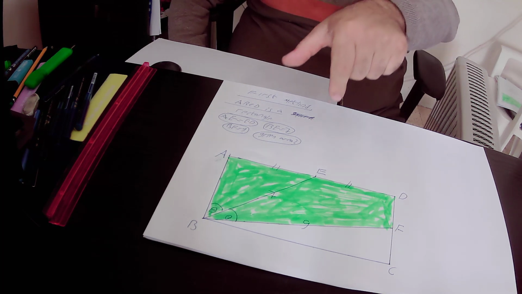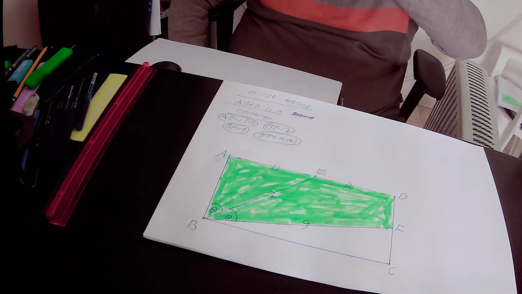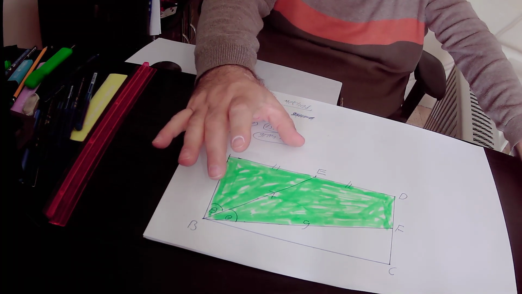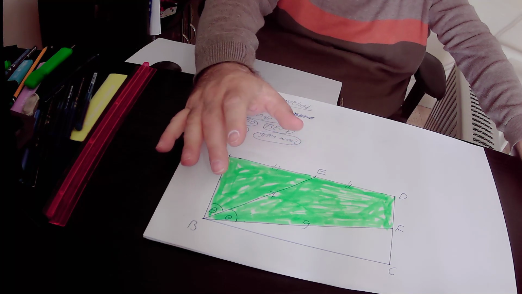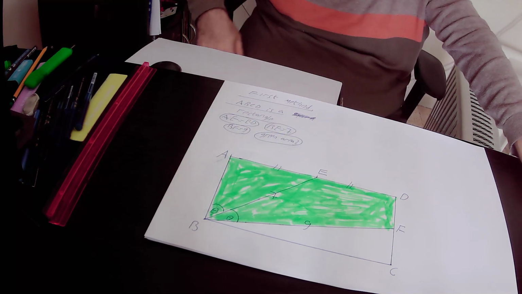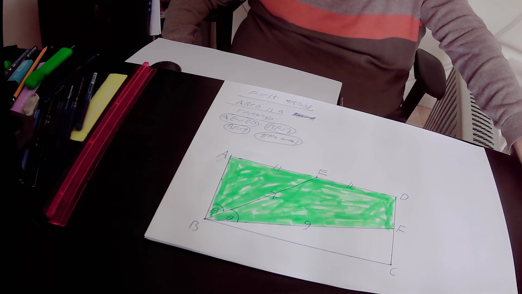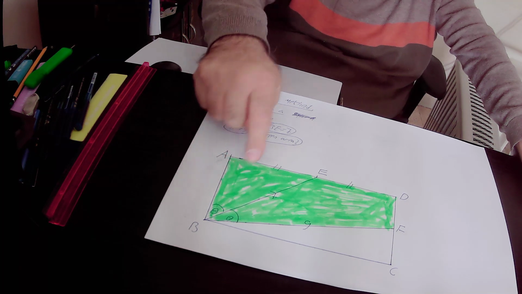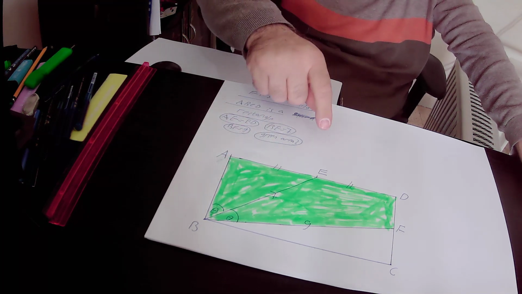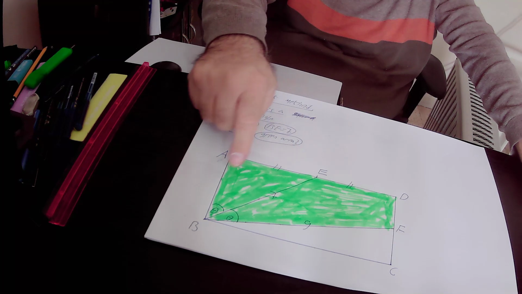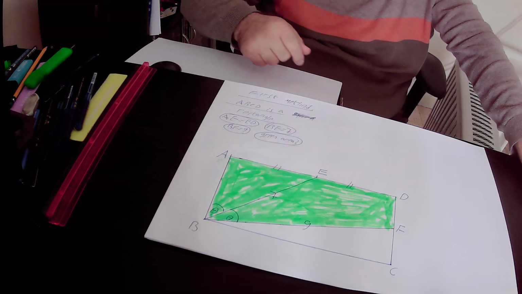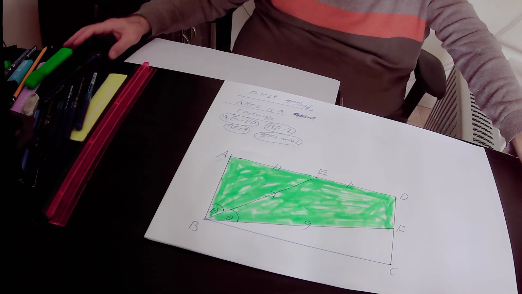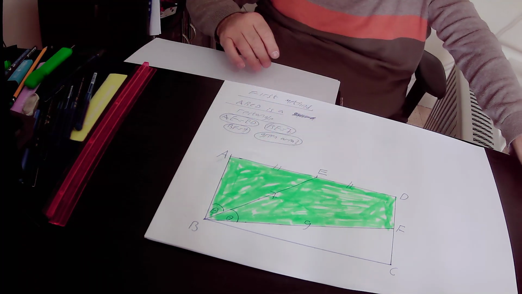We know that AE equals ED. We also know that BE equals 7 units and BF equals 9 units. And we also know that angle ABE, this angle, is equal to theta, and also angle EBF equals theta. And we want to find out the area of this green shape.